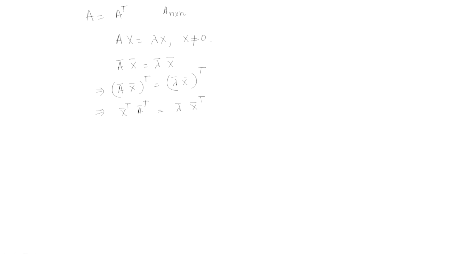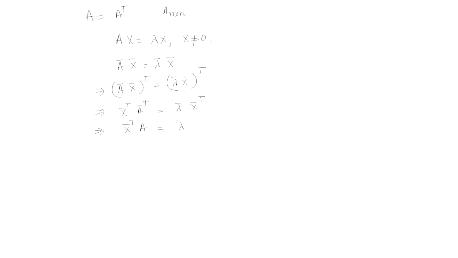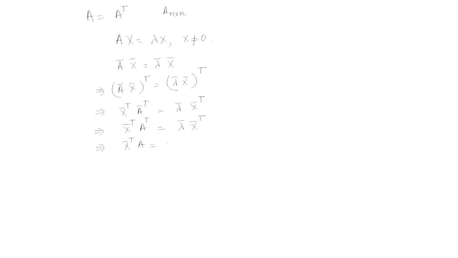Now, since A is a real matrix, A bar will be itself. So we can write x bar transpose A transpose equals lambda bar x bar transpose, and A transpose is A because A is symmetric. So this implies x bar transpose A equals lambda bar x bar transpose. Now post-multiply both sides by the vector x. So x bar transpose A x equals lambda bar x bar transpose x. Now A x is lambda x, which we have already taken. So it is lambda x bar transpose x equals lambda bar x bar transpose x. This implies lambda can be taken out, so lambda minus lambda bar times x bar transpose x is equal to 0.